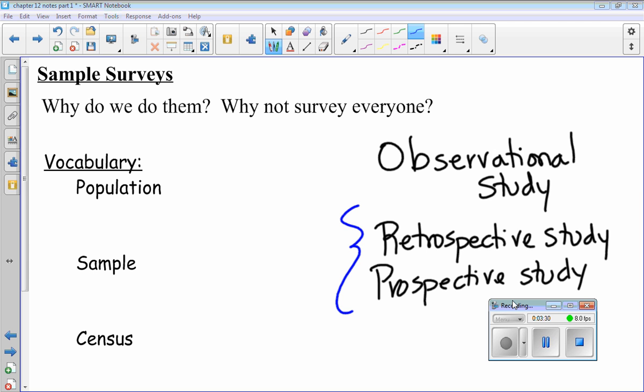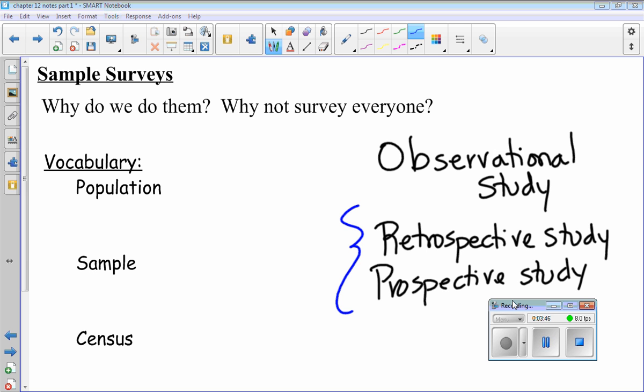So retrospective is going back in time and looking at something that's already existed. What do you think a prospective study would be? Okay. So prospective studies are oftentimes medical studies where you take a group of people and you follow them for a period of time.